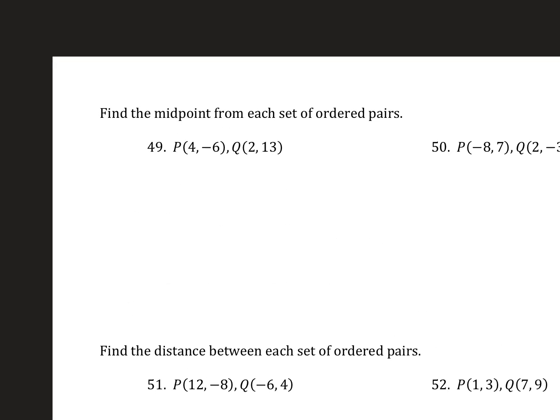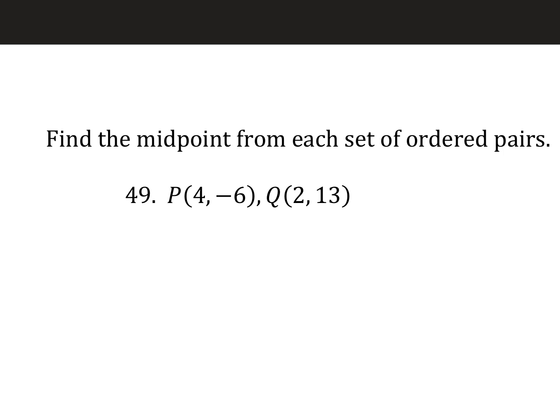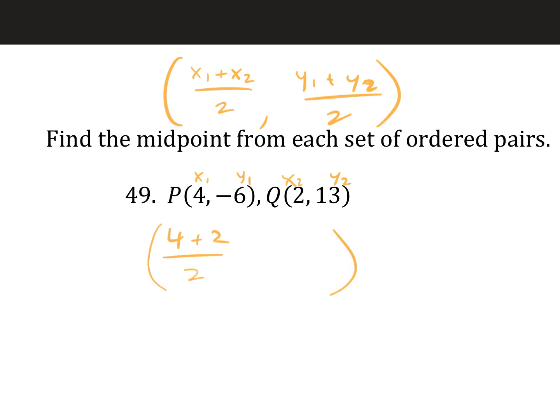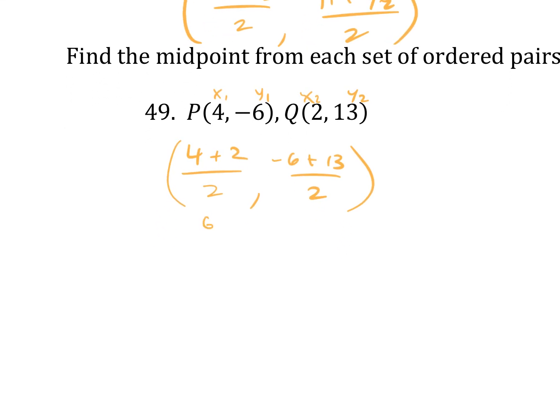All right, 49, we want to find the midpoint from the set of ordered pairs. So our midpoint formula is the average of the x's, so x1 plus x2 over 2, and the average of the y's, y1 plus y2 over 2. So I have x1, y1, x2, y2. So 4 plus 2 over 2, negative 6 plus 13 over 2. So we get 6 over 2, which would be 3. And this would be 7 over 2, which is just 7 over 2.